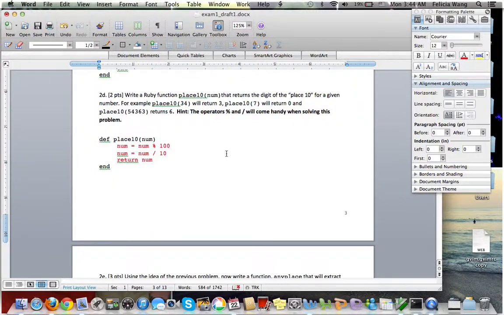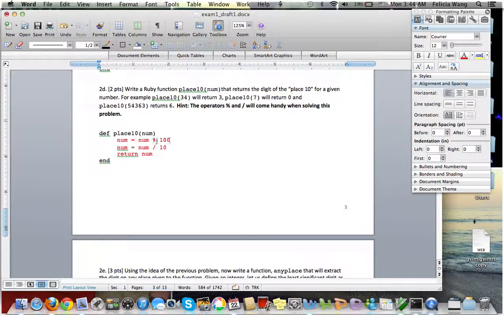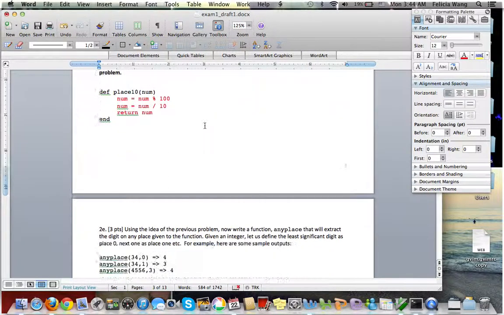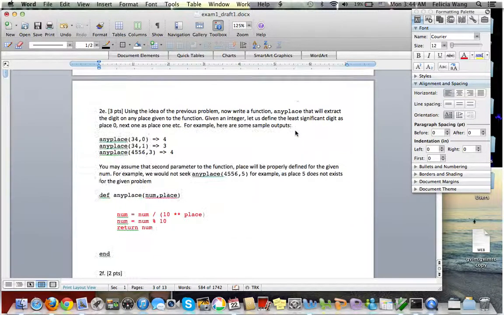Okay, so what you essentially had to do here was take num, and then you would mod it by 100, which gets rid of everything over here and only leaves these last 2 digits. Okay, and then you would take what you just got and divide it by 10, which ensures that you do integer division, and you get this number right here. And then you return it, and you're pretty much done.